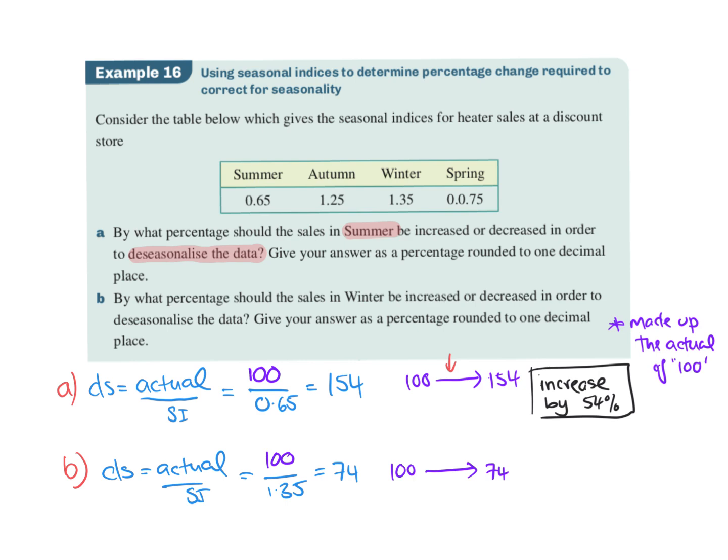So how much did it decrease by? Decrease by 26. Can you see 100 minus 74? So we decreased by 26%. So the answer would be decrease by 26%. Okay? So it's good to have a think about whether it should increase or decrease, because in multi-choice you may be able to eliminate a lot of answers really quickly.